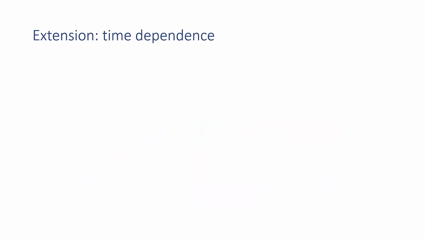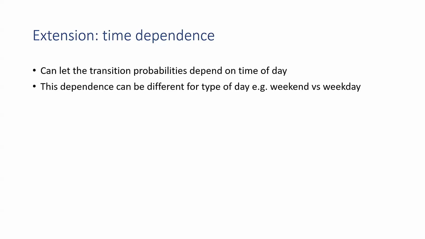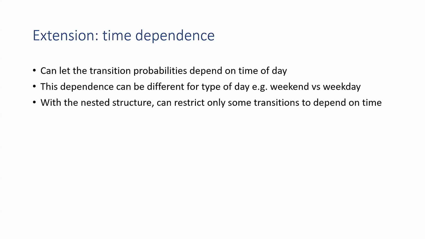Another potential extension would be incorporating time dependence into the model. So we can let those probabilities depend on time of day. And that dependence can be different, so you might have different behavior on weekends and weekdays. And if we use that nested structure, we could only apply that time dependence to say whether the building is occupied or not.